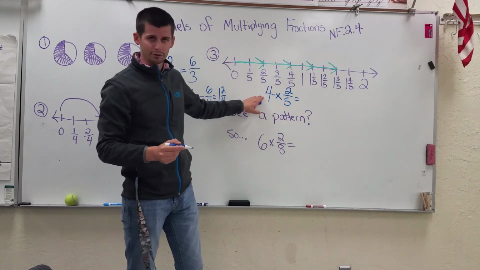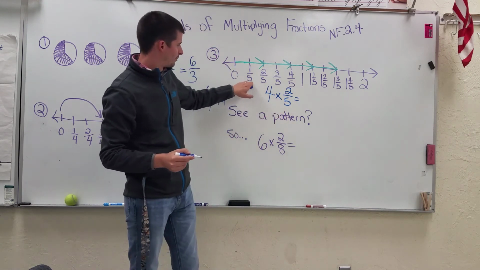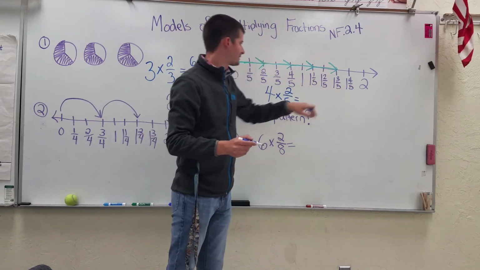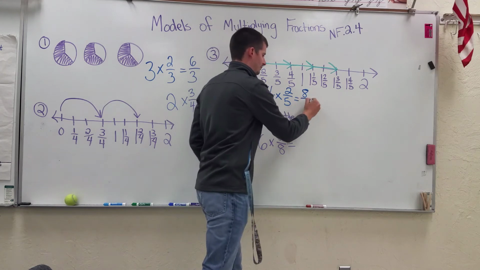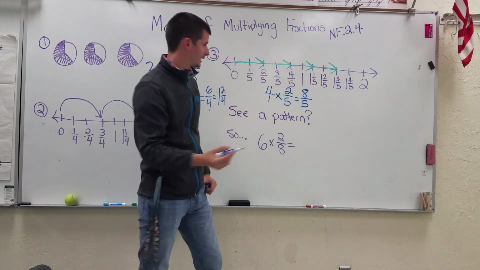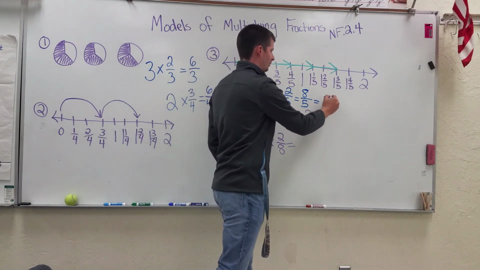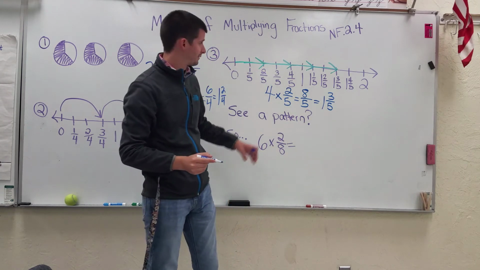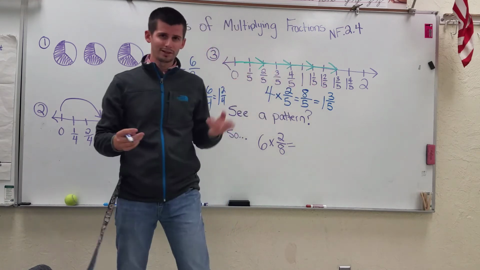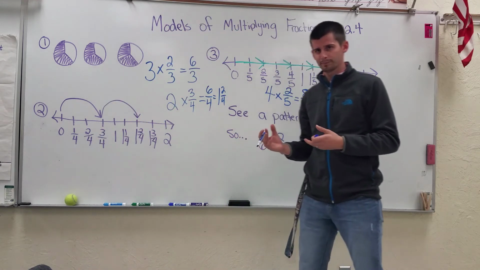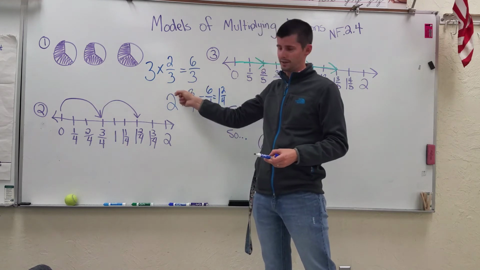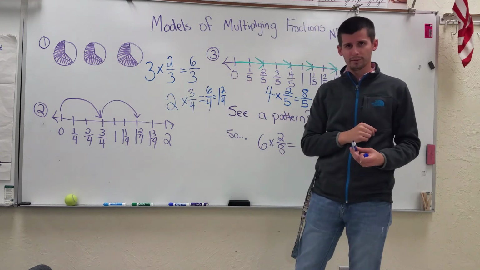So if I have 4 groups of 2/5, that would be 1, 2, 3, 4, 5, 6, 7, 8 fifths. So I have 8 fifths, or I can also write that as 1 and 3 fifths. This is how we can take these different models and create the multiplication problem, a whole number by a fraction, and actually find the product.